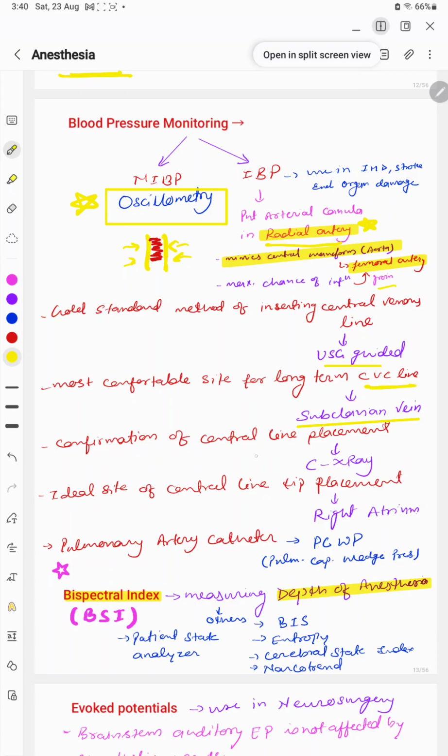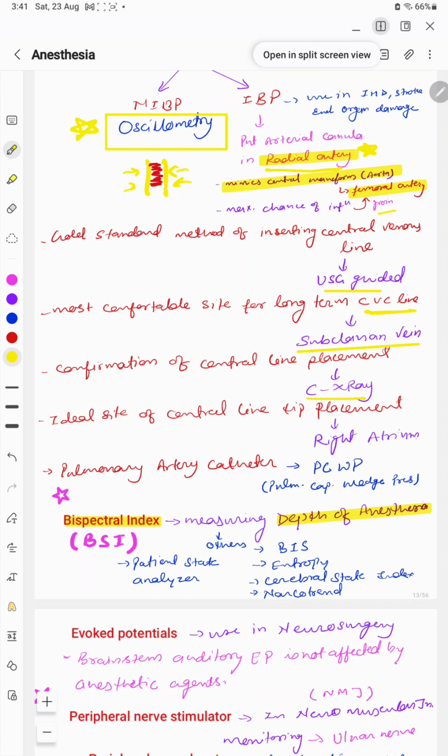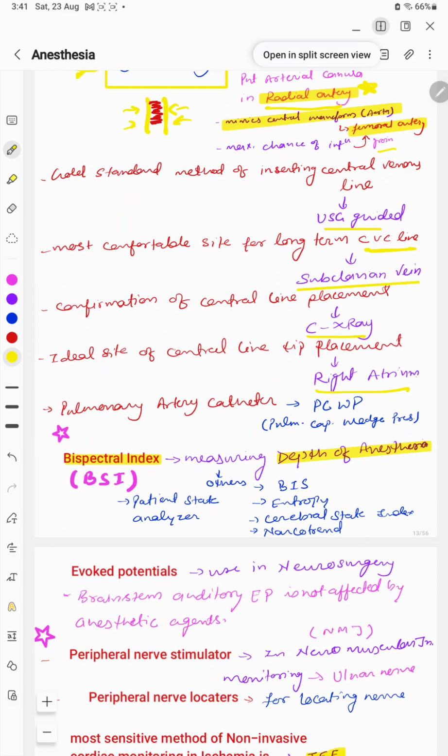Confirmatory for the central line: we have to confirm whether the central line placement is correct or not, so we can see by chest X-ray. The ideal site for the central line tip placement is the right atrium. Okay, and pulmonary artery catheter. What is a pulmonary artery catheter?